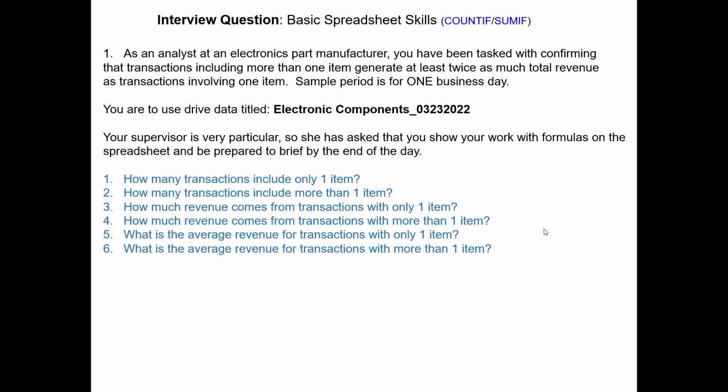First one was how many transactions include only one item? I have to know that. So there's some baseline items first that you've got to get out of the way. How many transactions include more than one item? How much revenue comes from transactions with only one item? How much revenue comes from transactions with more than one item? What is the average revenue for transactions with only one item? And then what is the average revenue for transactions with more than one item?